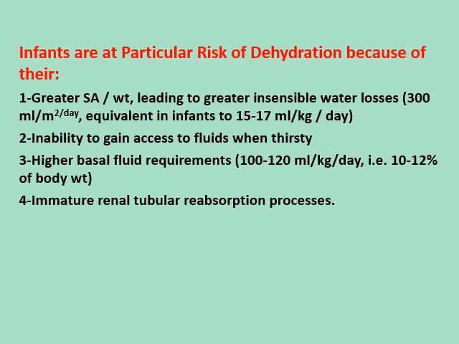Here, the infants are at special risk of dehydration because their surface area is greater in comparison to body weight. So there is greater insensible water loss, 300 ml per meter square per day, equivalent in infants to 15 to 17 ml per kg per day. They have inability to gain access to fluid when they are thirsty because they are dependent on others. There is higher basal fluid requirement in comparison to older children, 100 to 120 ml per kg per day, i.e. 10 to 12% of the body weight. And the renal tubular function is immature to conserve fluid when it is needed inside the body.